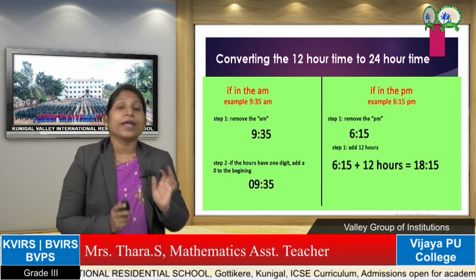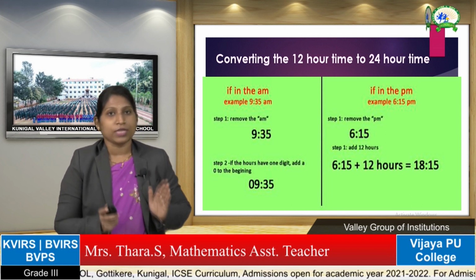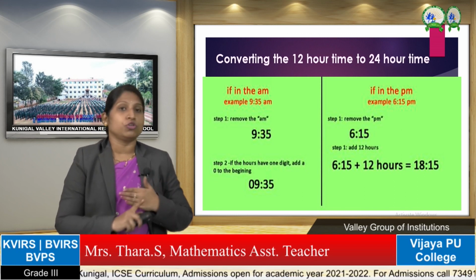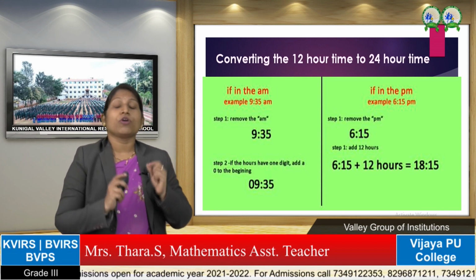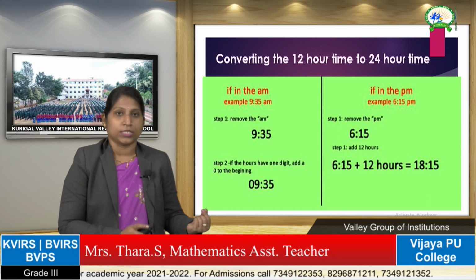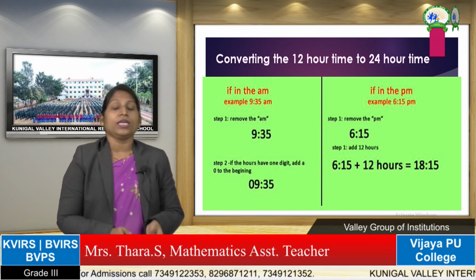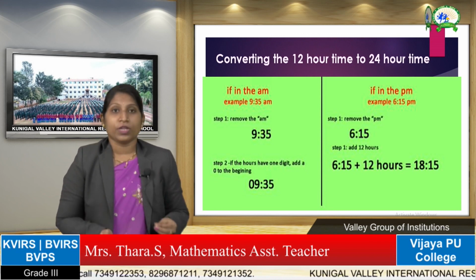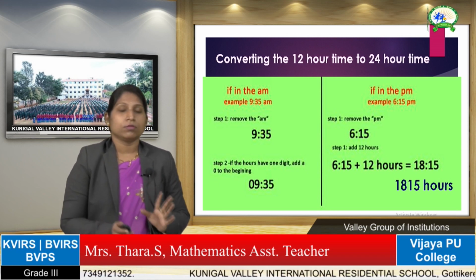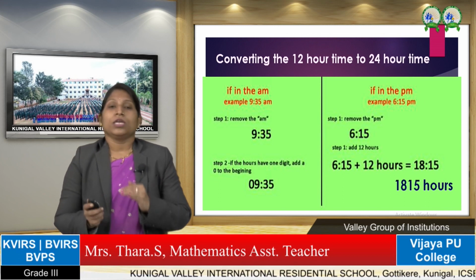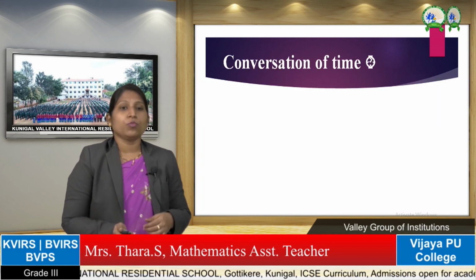Don't write dots. And AM and PM will not come to represent the 24 hours time. So AM and PM you should not write there. Remove the 2 dots, and then add 12 hours to the 6. So 12 plus 6 is 18, and it becomes 18:15. How to read? 18:15 hours. In the 12-hour time, that is 6:15. Okay, and I'll give you more examples.